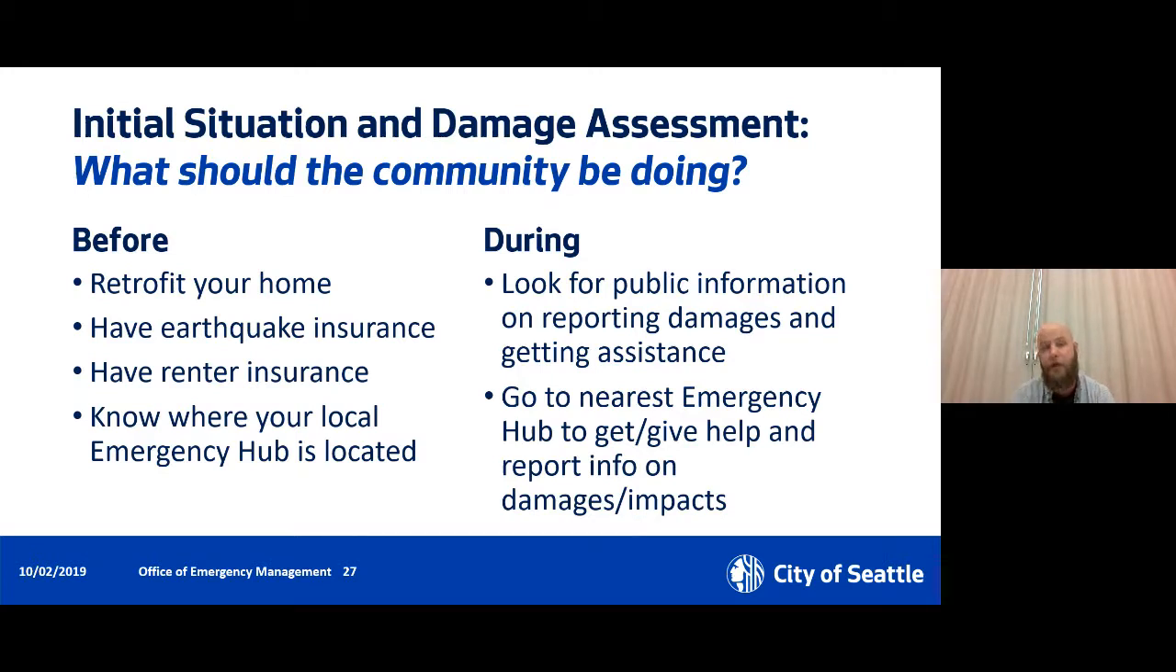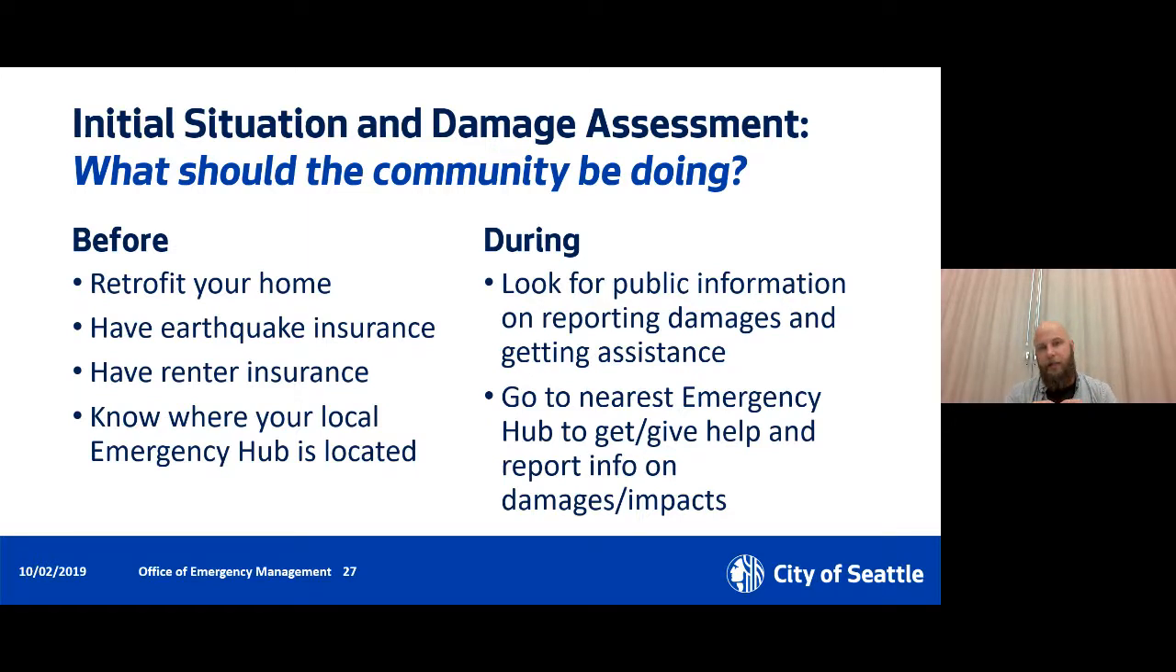Also have renter insurance. If you're not a homeowner, but you are a renter, having renter's insurance, at the very least you could potentially recoup the costs of lost personal property, maybe have some funds for relocation, a new security deposit, things like that. And then know where your local emergency hub is located. Like I said, it's going to be tough to communicate, potentially communications disrupted. We're still going to be looking to get information about what's going on out there. We're still going to be pushing out information about what's going on. So know where the hub that's closest to you is located, because that's likely to be a source for you to go to get information about what's going on, help other people.